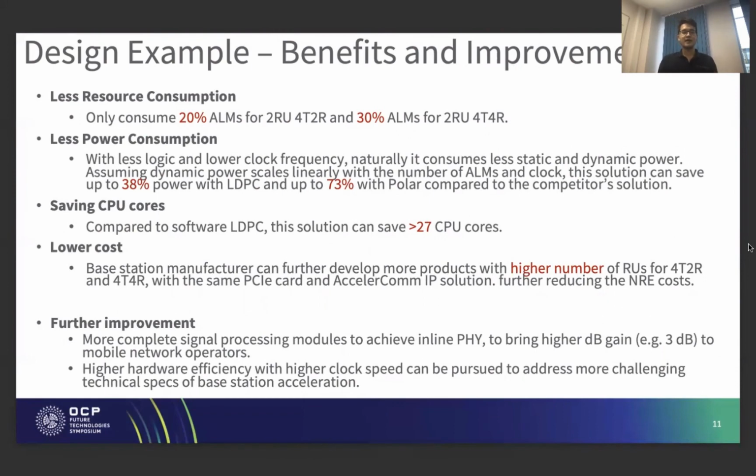Last but not least, in terms of further improvements, more complete signal processing modules can be included to achieve inline PHY to bring higher dB gain, such as 3 dB, to mobile operators because they care about dB gains. And also, higher hardware efficiency with higher clock speed can be pursued to address more challenging technical specs of base station acceleration. With that said, this is the end of today's talk.